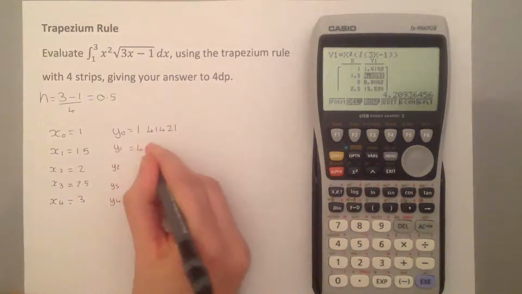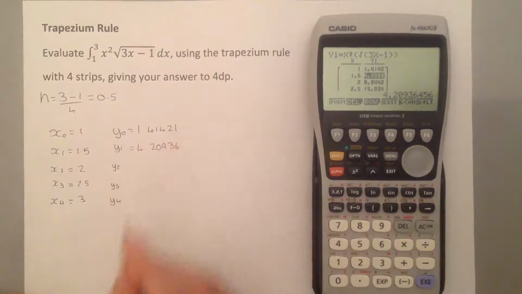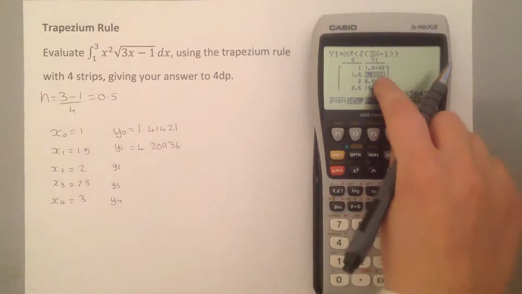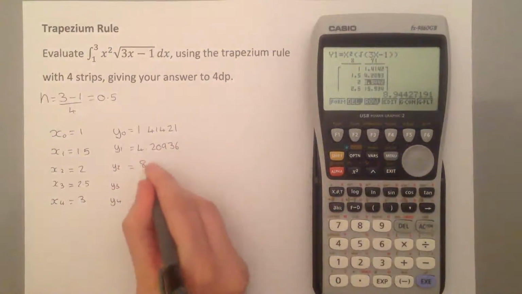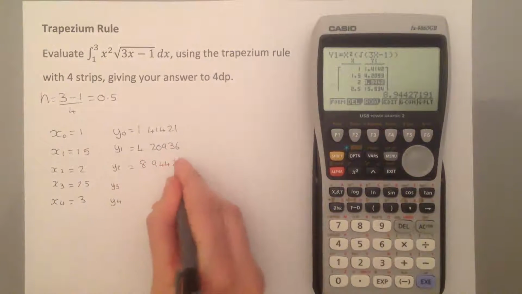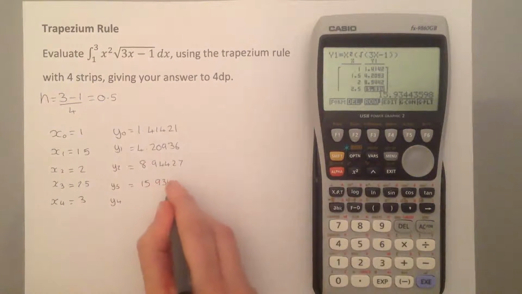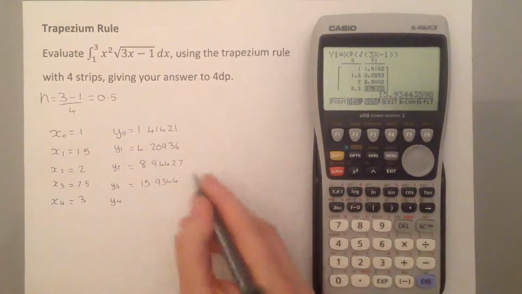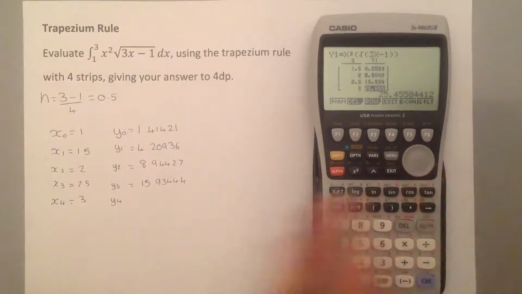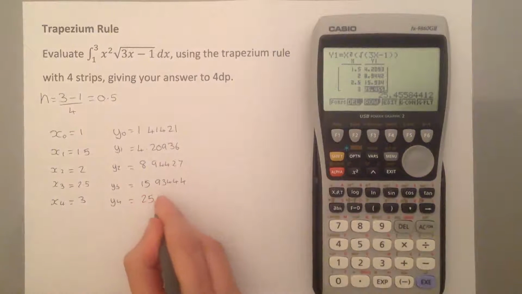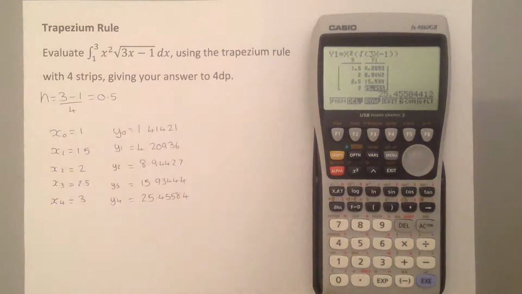So this is 4.20936. Notice here it just ended in the 3, whereas if I round it I'd need it to be rounded to 4. The next one is 8.94427, then 15.9344, and I want 5 decimal places, so remember that's going to round up to 4. And my last one is 25.4554. So these are what are going to go into your formula.